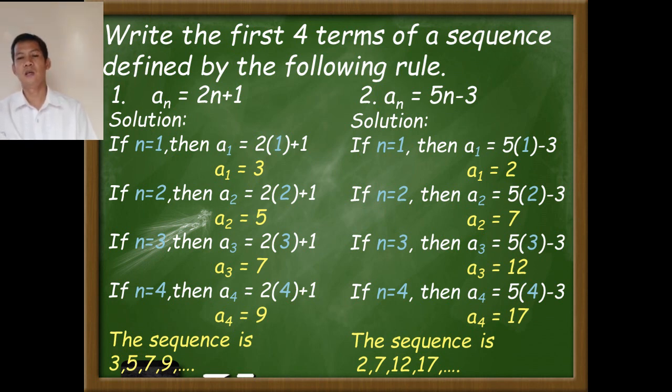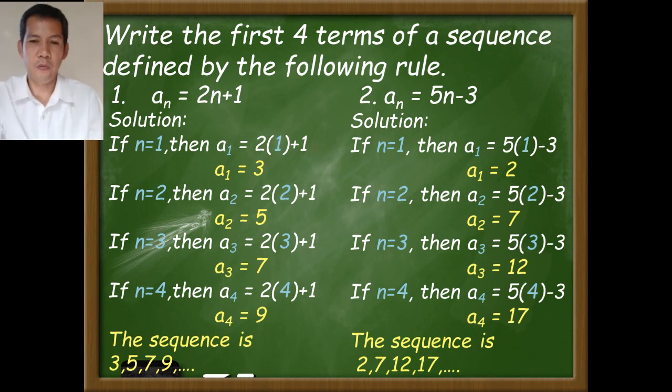If n is 3, then a sub 3 equals 5 times 3 minus 3. Then the third term is 12. If n is 4, then a sub 4 is equal to 5 times 4 minus 3. Then the fourth term is 17. Thus, the sequence is 2, 7, 12, 17.